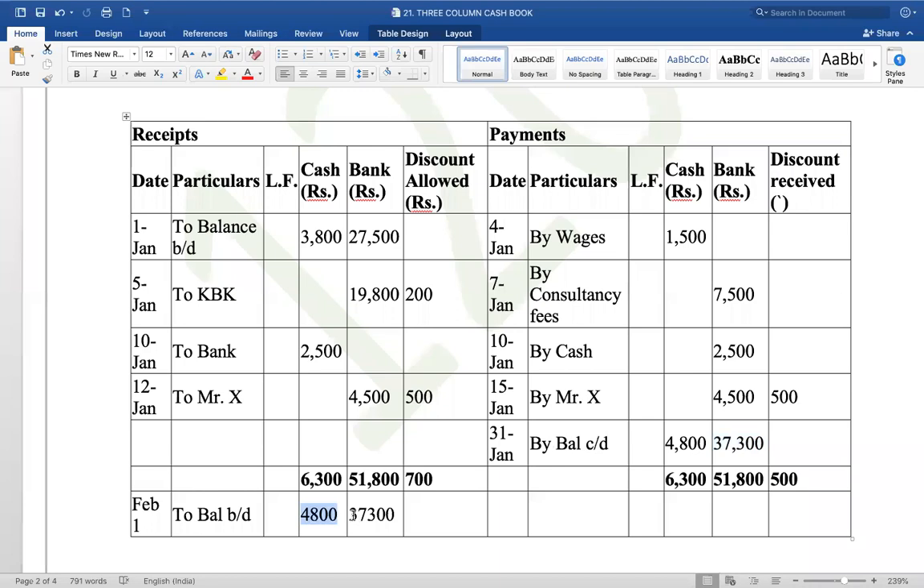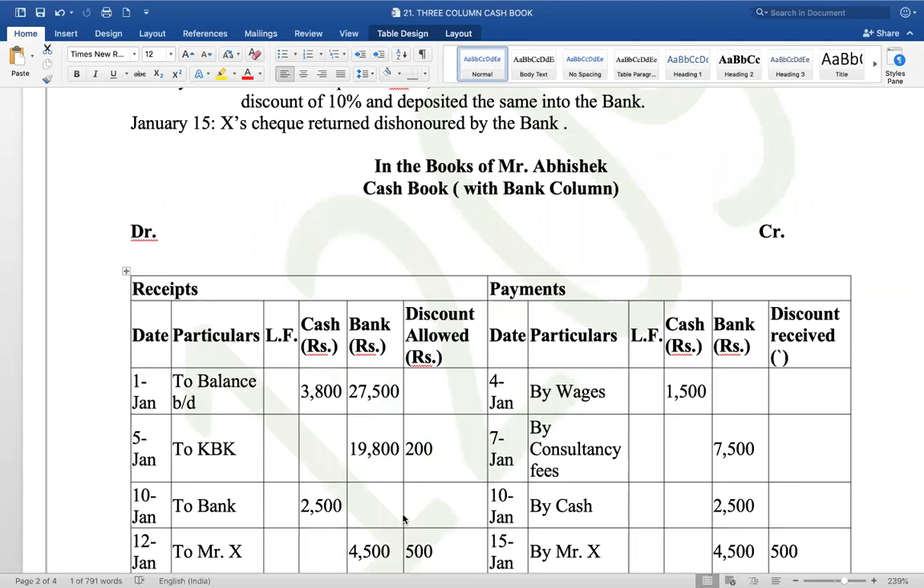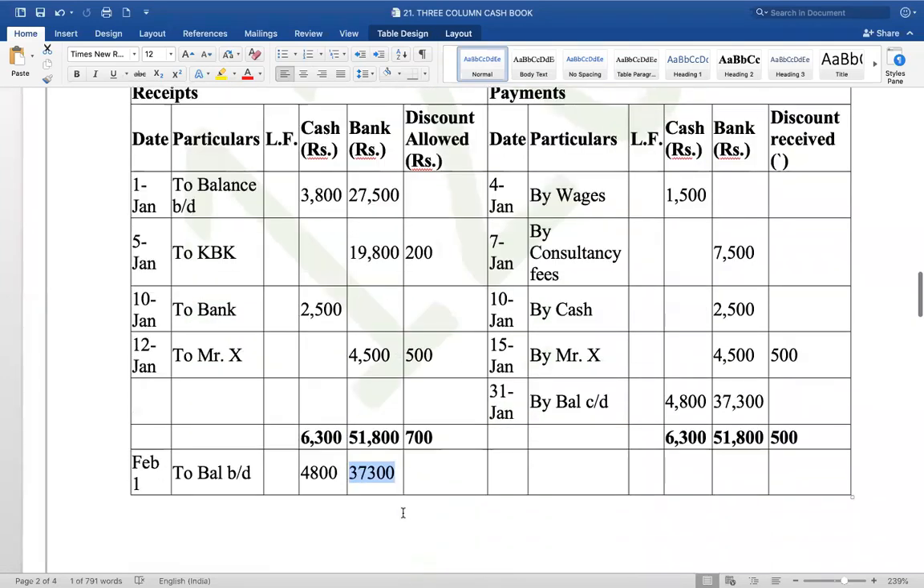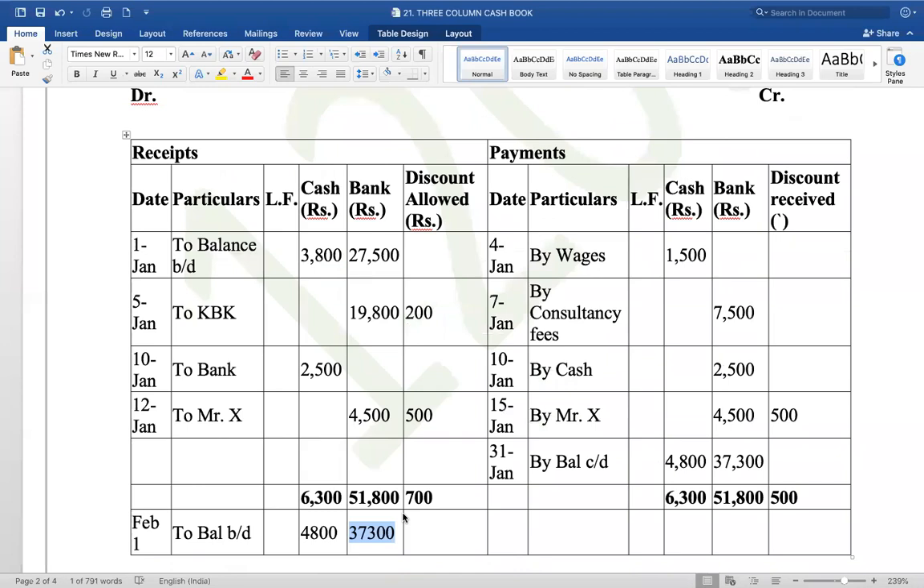4,800 and 37,300. Okay, right? Yes, sir. Right. So this is the end of cash book with bank column.